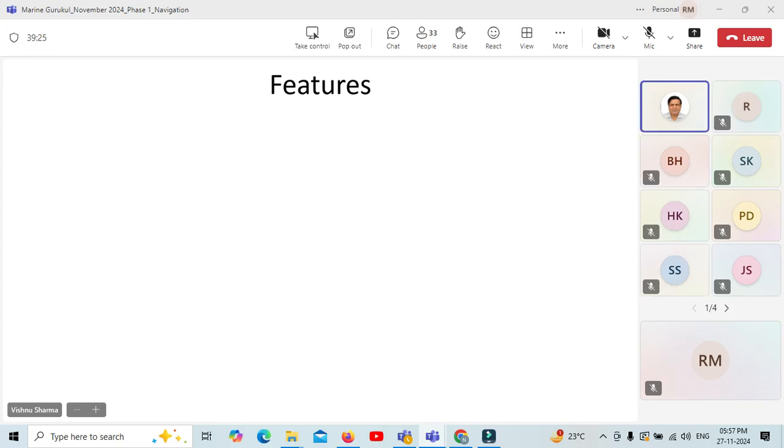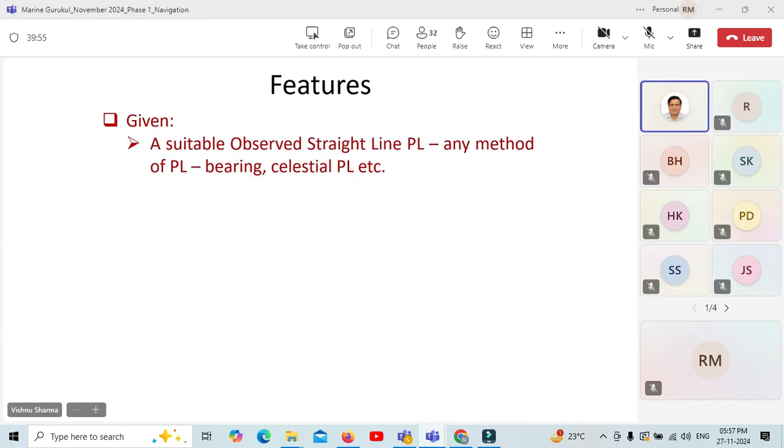And then you will know the engine speed. You will know the current and wind in the region, if any. And of course, you'll be given some indication of where you want to reach, or how much distance you want to clear a given landmark or a hazard. So those indications would be given to you. So what will be given to you in such questions is a suitable position line by any method that we have learned in the first lecture.